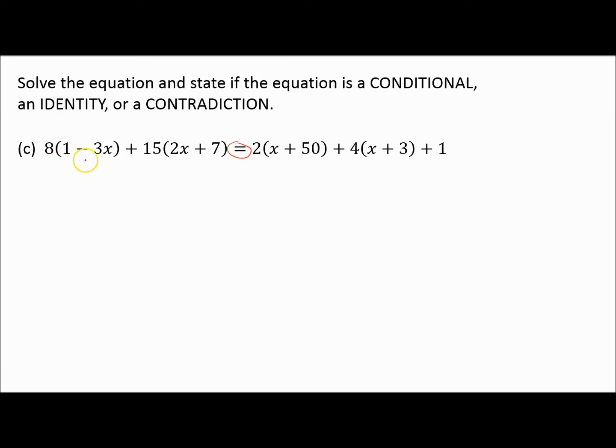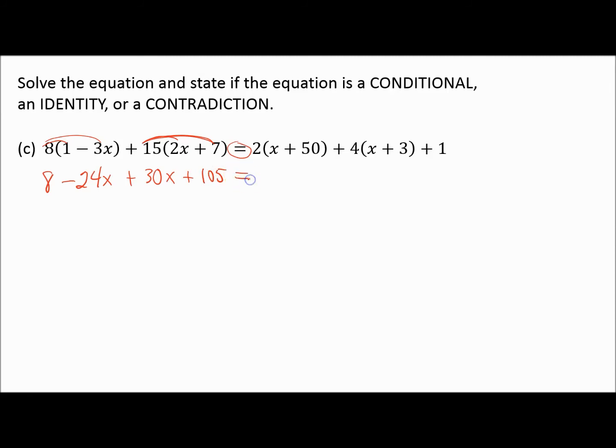This is 8 parentheses 1 minus 3x, which means I need the distributive property. So we know 8 times 1 is 8, and then 8 times negative 3x. Go ahead and take that negative with it. Instead of saying minus 3x, think about that as plus a negative 3x. So 8 times negative 3x is negative 24x. So we've handled that. Now this 15, I have to do the same thing. So 15 times 2x is going to be plus 30x. And 15 times 7, might go to my calculator for that one. So 15 times 7 is 105.